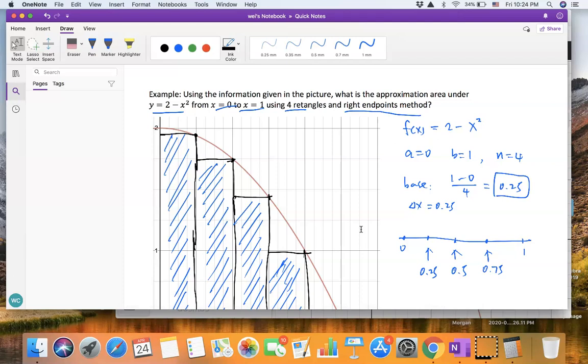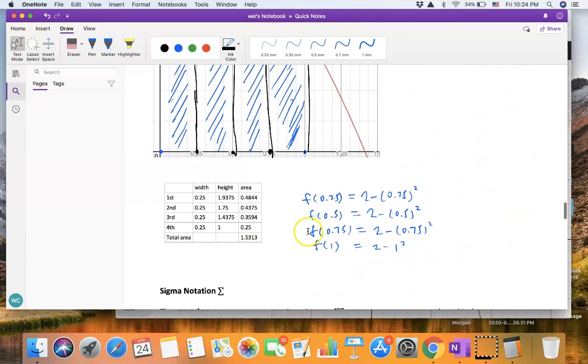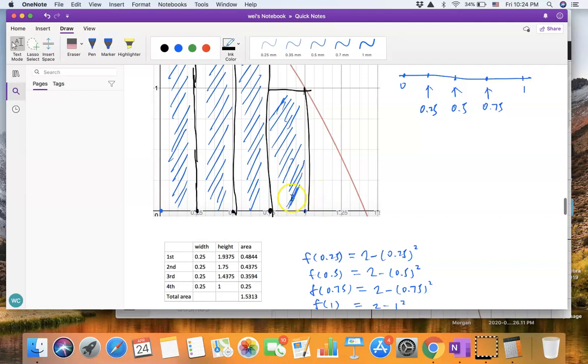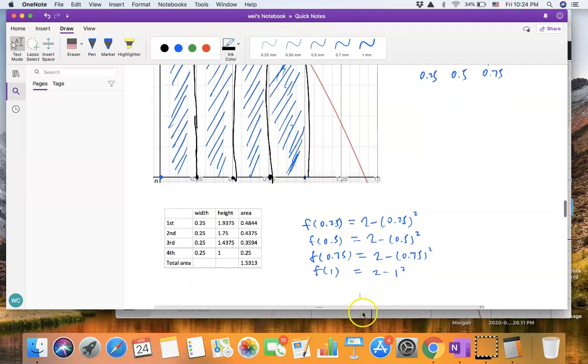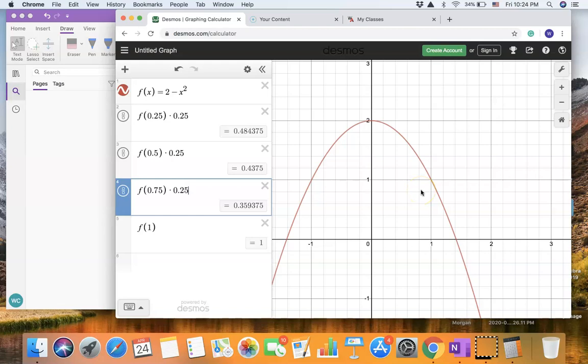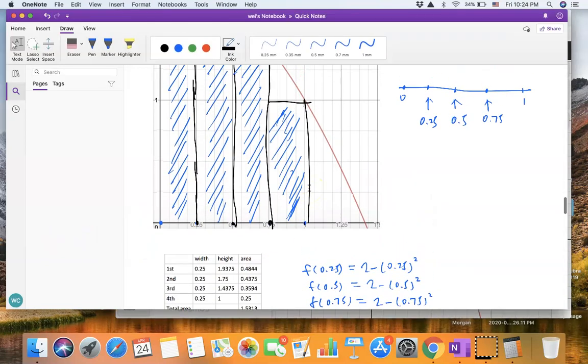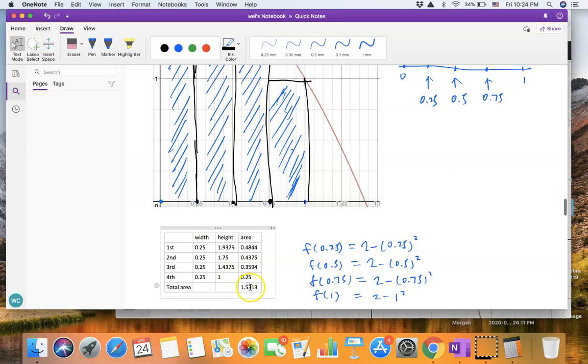So the approximation of the area under this curve between 0 and 1 is about 1.5313.